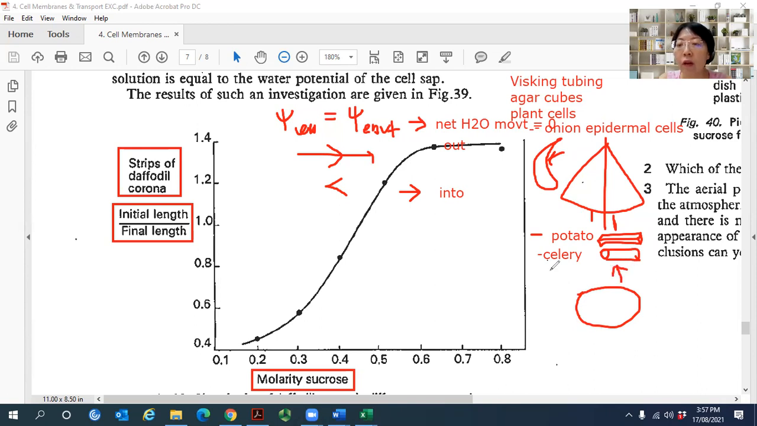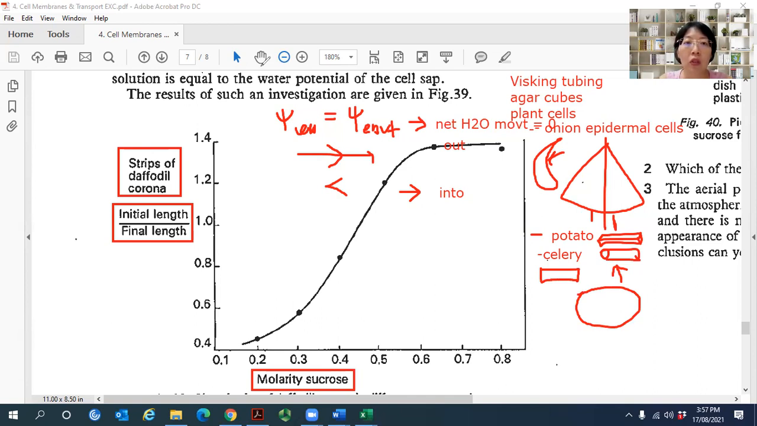Or celery also, very long, so you have to cut it into maybe segments of some number of cm length. Celery also can. So when you place all these potato rods, or cubes, or the celery into the sucrose solution of different concentrations, you need to allow time for osmosis to happen.